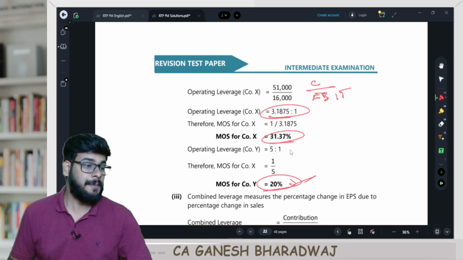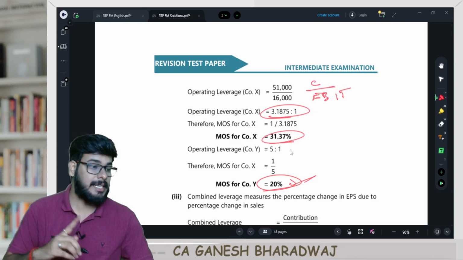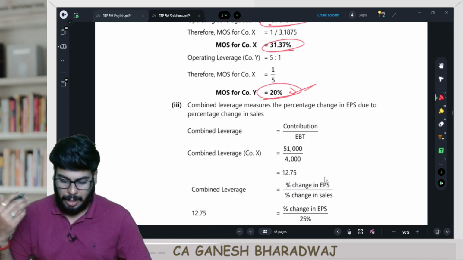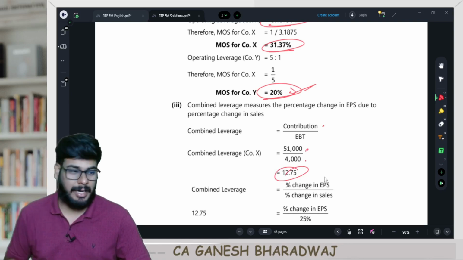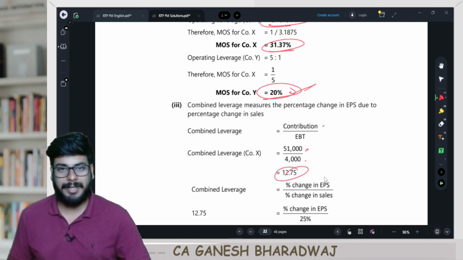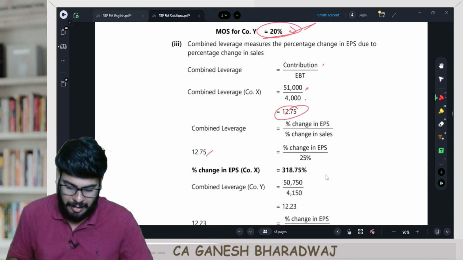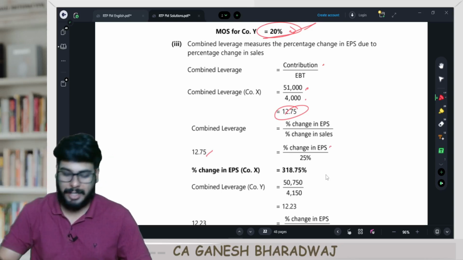Third part of the question, calculate the percentage change in EPS if the percentage change in sales is going to be 20%. So now combined leverage for company X, so how much is combined leverage? Contribution upon EBT, we have both the figures, 51,000 upon 4,000, it's 12.75, right? And the other formula for combined leverage is what? Percentage change in EPS divided by percentage change in sales. So 12.75 is equal to percentage change in EPS, that's something that we need to calculate, divided by percentage change in sales, they have given it as 25%.